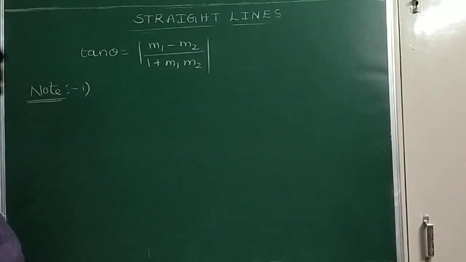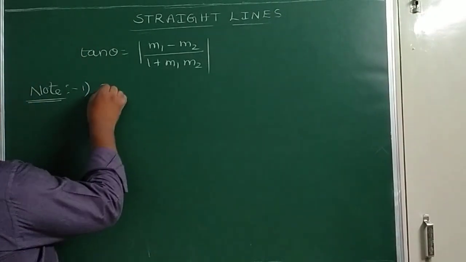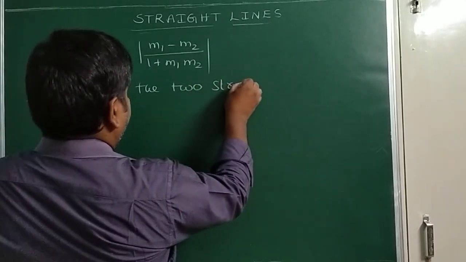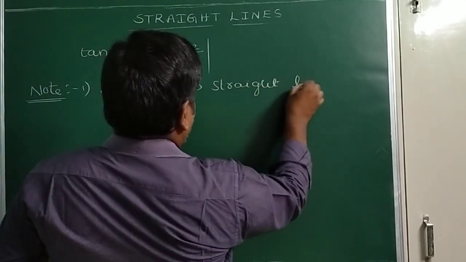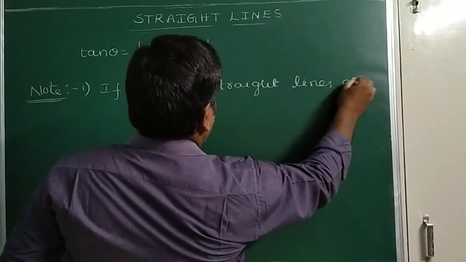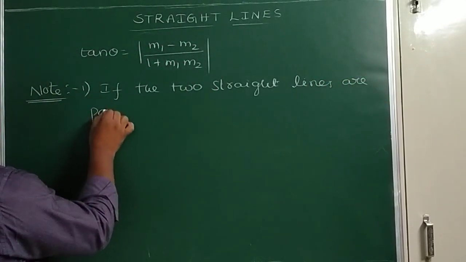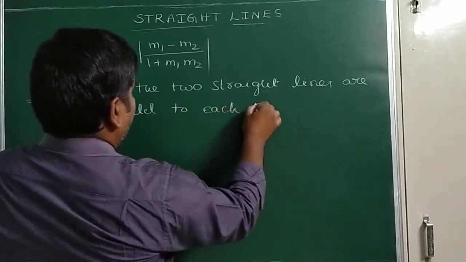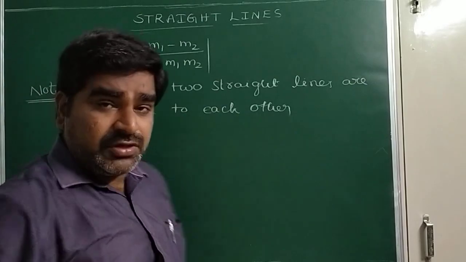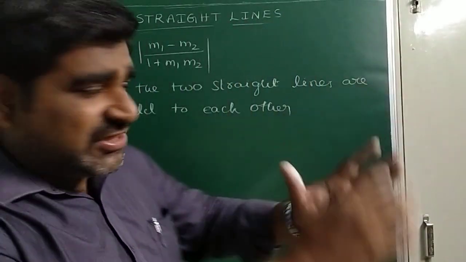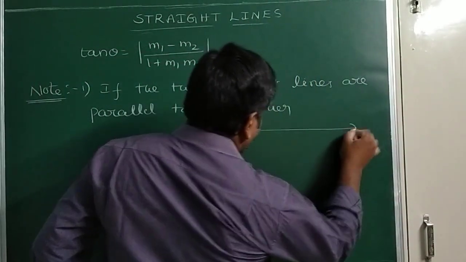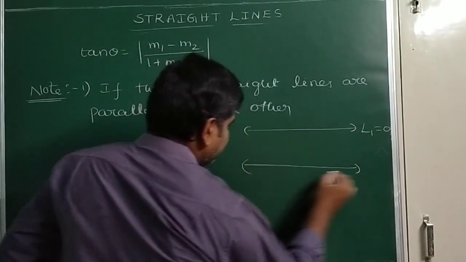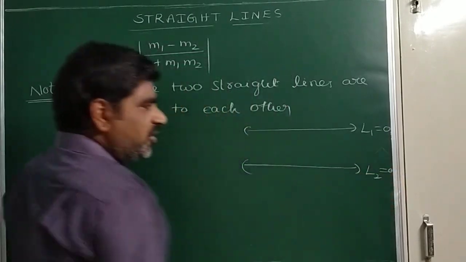Note number 1. Suppose the two straight lines are parallel to each other. Let us discuss what will happen now. So now this is the line L1 equals 0 and this is the line L2 equals 0.